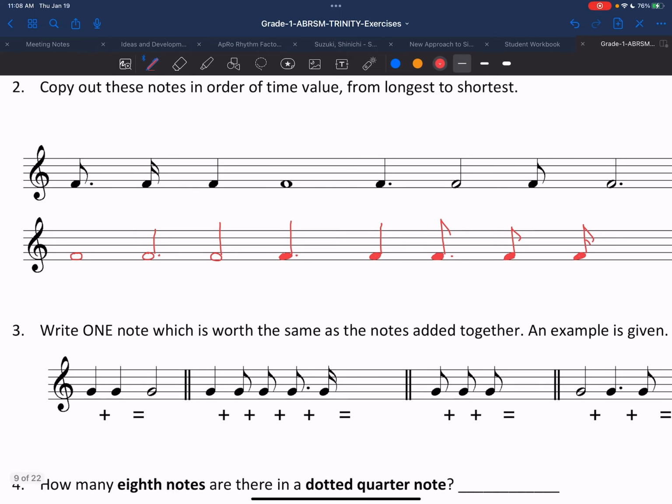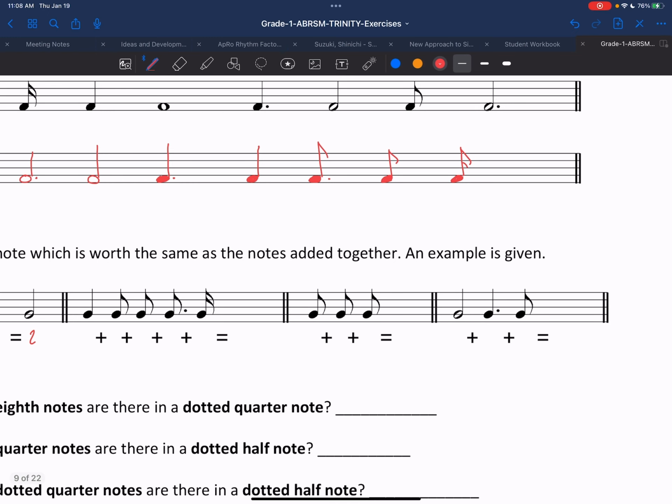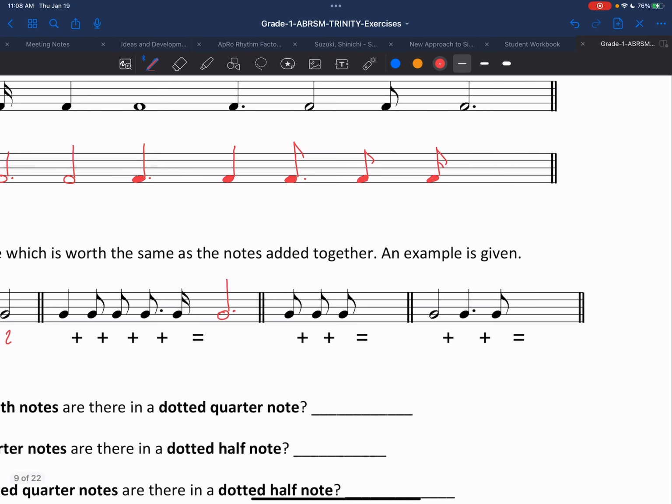Next, it says write one note which is worth the same as the notes added together. Our first example, 2 quarters is the same as a half note, which means we have 2 beats. For the second question, it would be a dotted half note, so we'll draw our half note on the G line. Next one, we have 3 eighth notes, the same as a dotted quarter. And then finally, we have a half note plus a dotted quarter plus an eighth, which would give us 1 whole note.